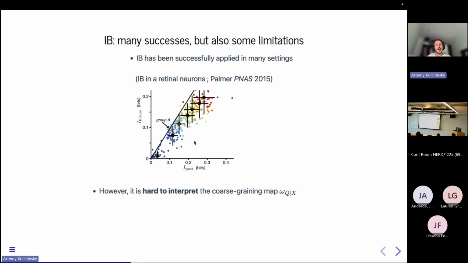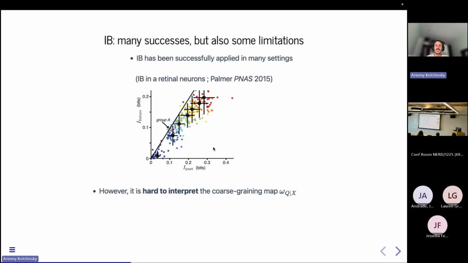So despite these limitations, in terms of what we're interested in, things like AI interpretability, we might want to try to use information bottleneck and look at the coarse graining maps that it produces. But here is where there are some limitations that arise, that I mentioned earlier.